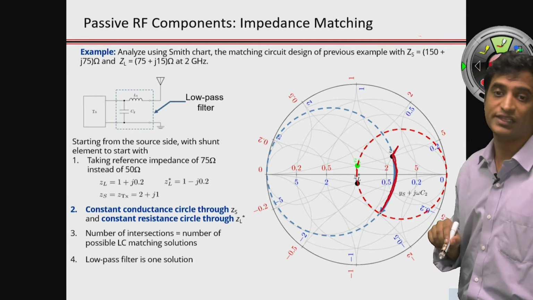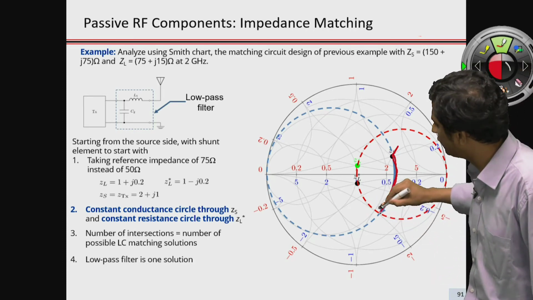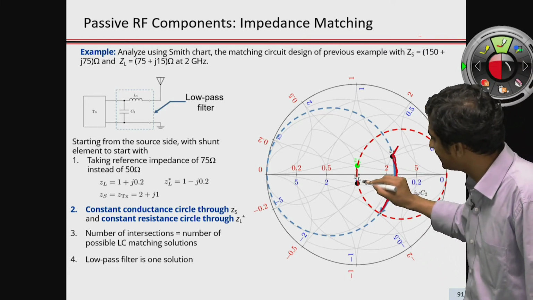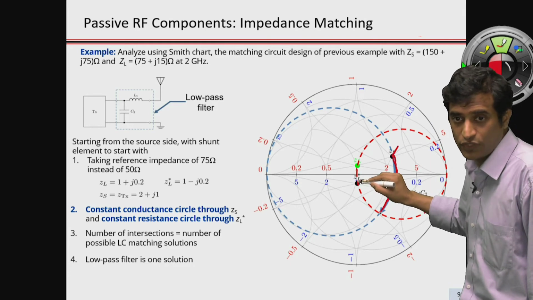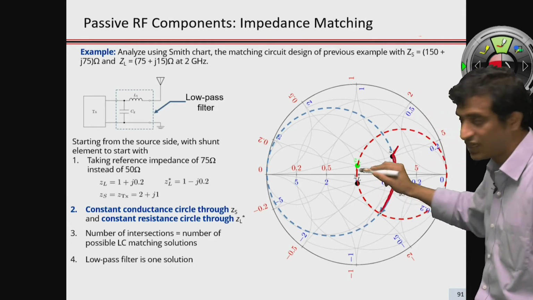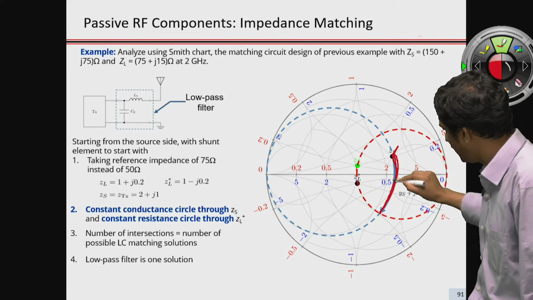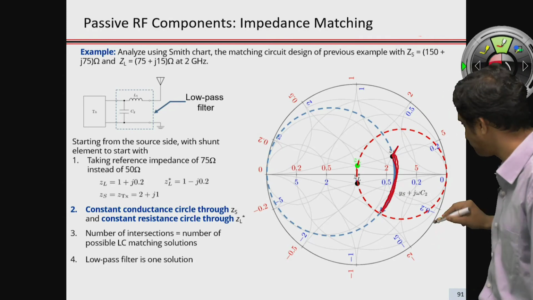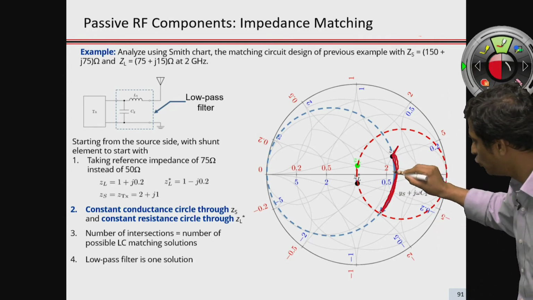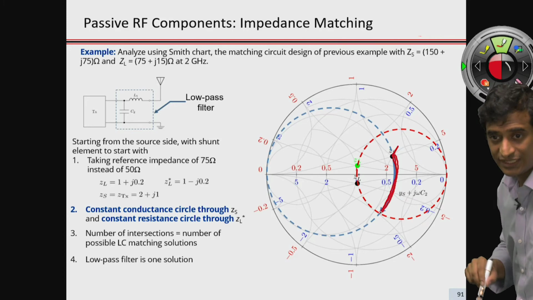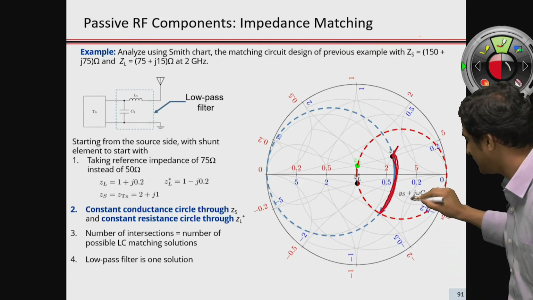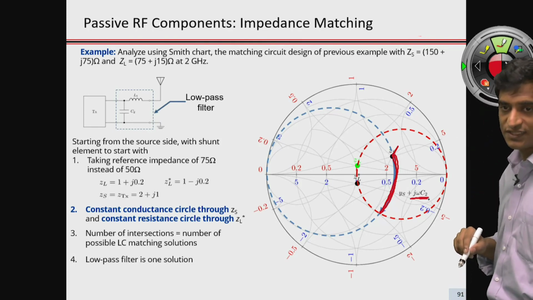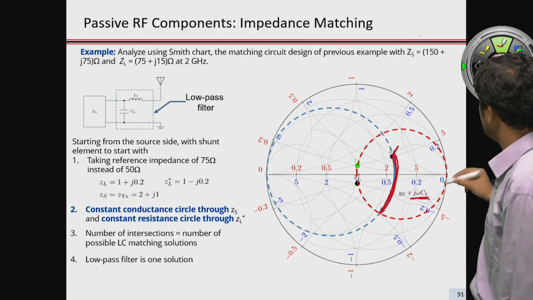That means we move till the point of the constant resistance curve is equal to 1, because we know that this ZL star, the conjugate of the load impedance, is along the constant resistance R equal to 1 curve. So we move that far to reach that particular intersection point. To be able to move that, we are moving along the constant conductance curve, changing only the susceptance, and we have changed the susceptance value by j omega C2.